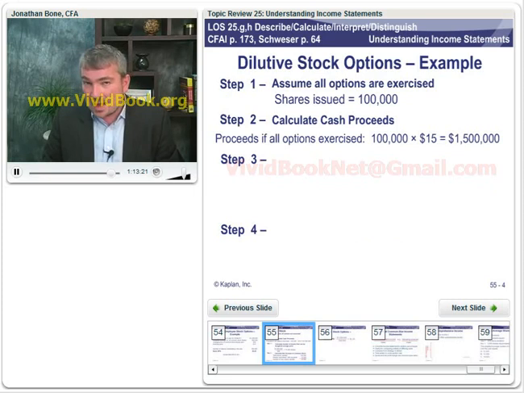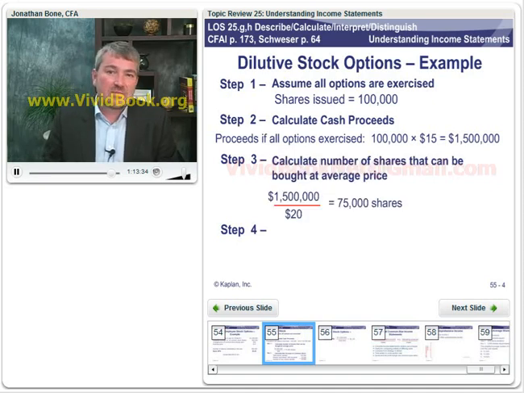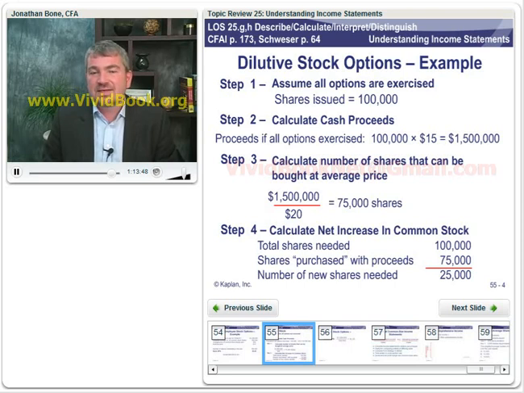The next step, and it's completely hypothetical, we take that $1.5 million and use it to buy back shares at the average price of $20 in the year and look at how many shares we could buy back. So 1.5 million divided by 20 gives us 75,000 shares. So finally, the dilutive element is 100,000 shares issued, 75,000 could be bought back at full price, and as a result the dilutive element is 25,000.